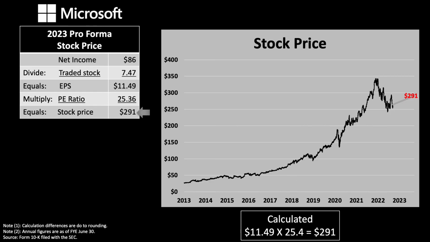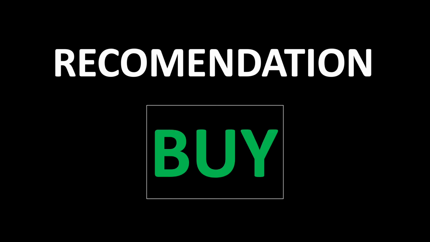Finally, we simply multiplied the earnings per share by the PE ratio to arrive at $291 per share as of June 2023. So there you have it. We've now explained how we forecasted our estimate of Microsoft's 2023 stock price. So our recommendation is to buy Microsoft stock and enjoy the potential of the stock rising to $291 per share in 2023.